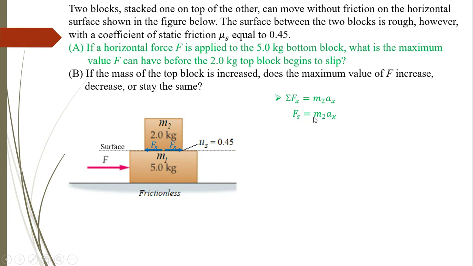F of static is going to equal M2 a x. It's M2 because I'm using M2's perspective right now to find F of static, since it is the easier one to do. By definition, F of static is simply mu s times F of N, which is equal to M2 a. But this F of N is tricky, right? You have to focus on the mass that you're looking at. Right now, I'm setting up the physics for M2, which is the top block.